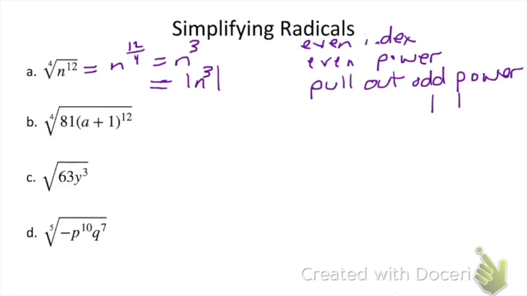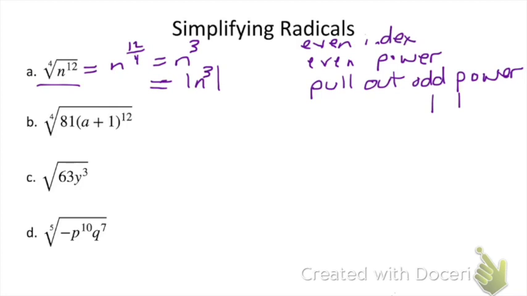So whenever you have an even index with an even power and you pull out an odd power, you have to use absolute value bars. Because we have restricted it, we can only have positive answers from our original, so our resulting answer must only give us positive answers. That is one of the trickier things with this.